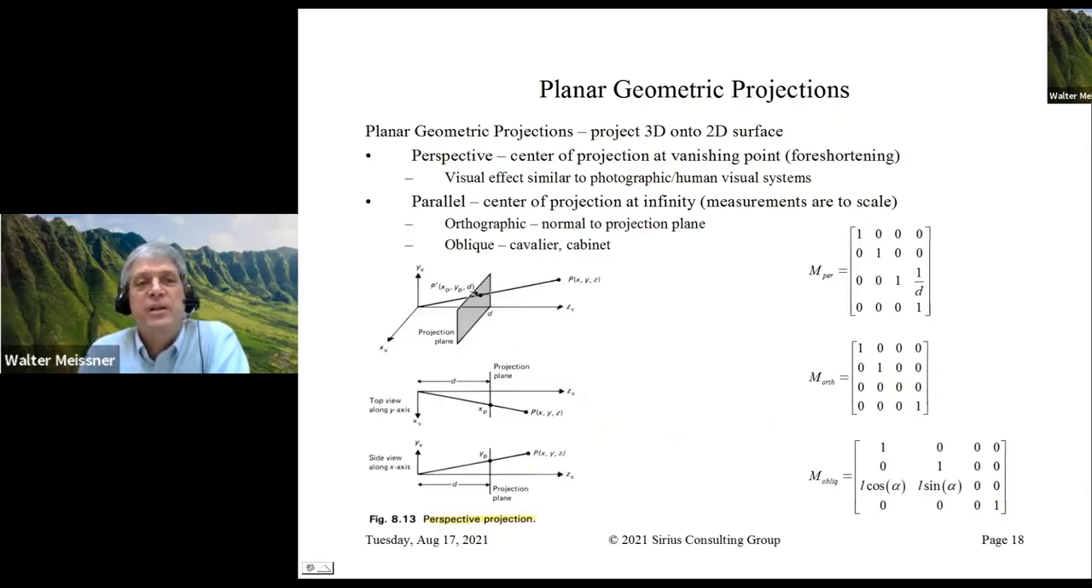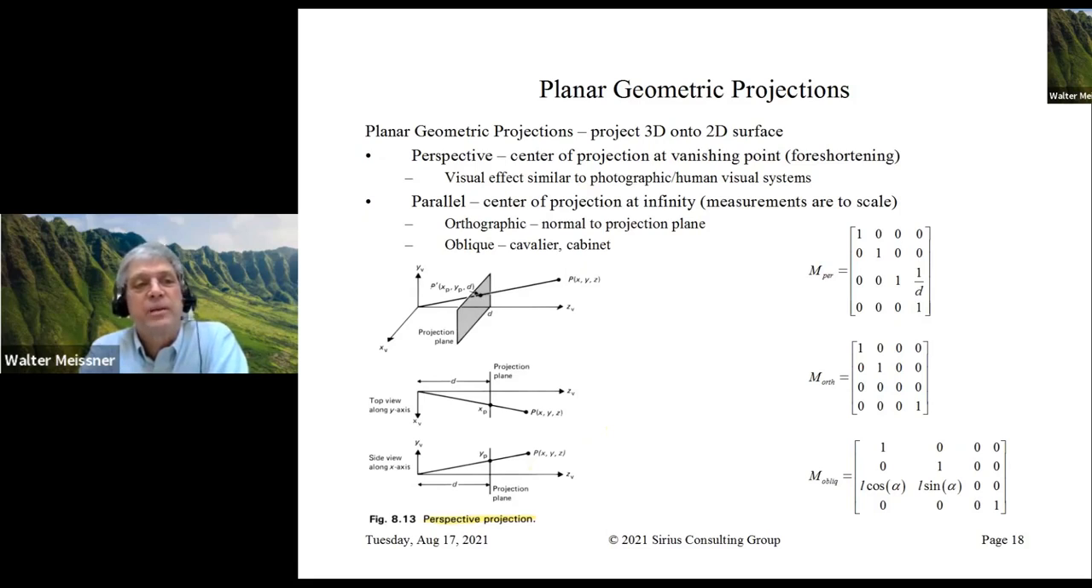Okay, one of the other things that needs to be done is some kind of geometric projection, and there are 2 basic types. One is perspective, the other one is parallel. In perspective, the center of projection is at the vanishing point for foreshortening. This is how most artists do artwork, and it's a visual effect that's similar to photographic and human visual systems. The other way of doing it is parallel, where the center of projection is at infinity. It's usually used for engineering drawings because all measurements are now to scale.